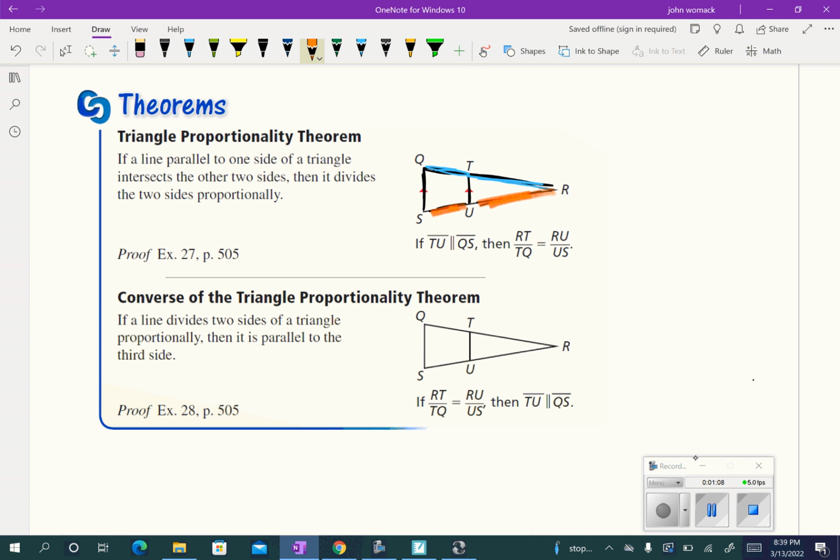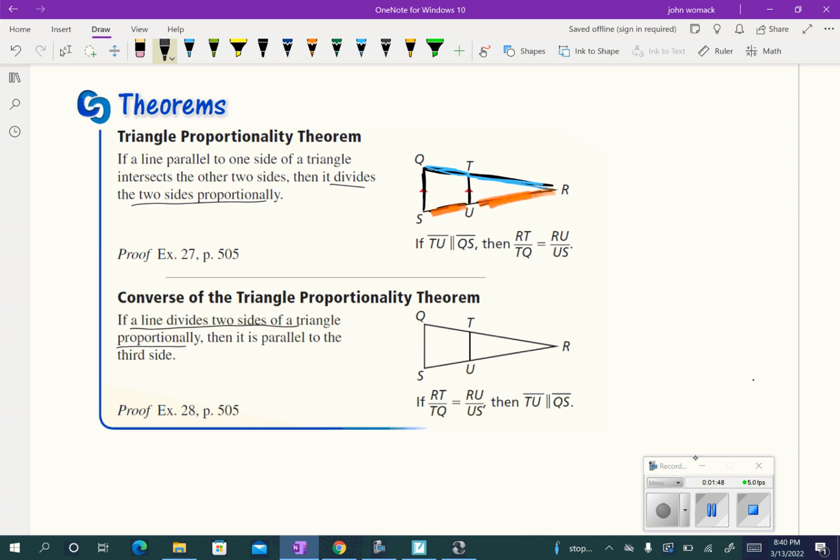The word converse in math means basically you're going backwards. If you read this theorem, it says, if a line is parallel to one side of the triangle and intersects the other two sides, then it divides the two sides proportionally. Well, for the converse, you'll notice the if and the then parts are switched. This one says, if a line divides the two sides of the triangle proportionally, that part is the then part, then it is parallel to the third side. That was the if part. So with converse theorems, it just takes the if and the then and switches places. Now the converse is not always true, but in this case it is true.